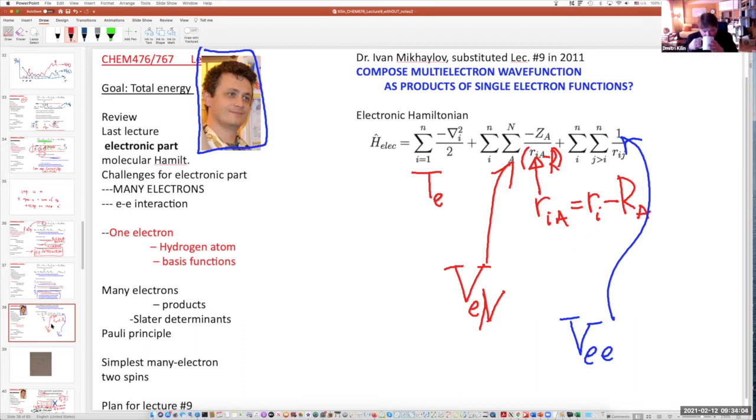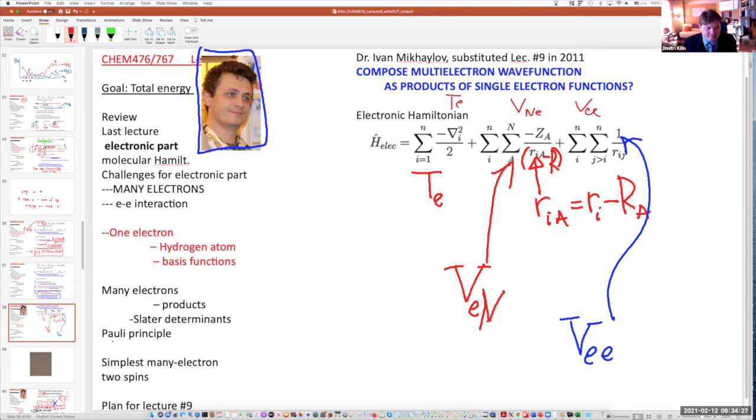So here is the electronic Hamiltonian. This is the kinetic energy of electrons. This is the potential between nuclei and electrons, and this is electron-electron repulsion.